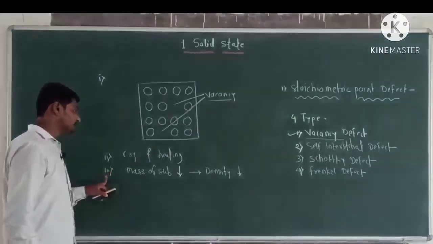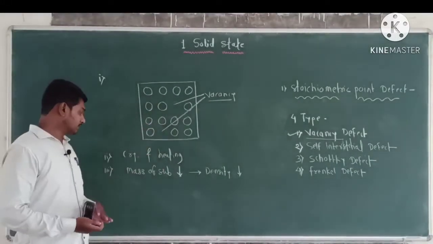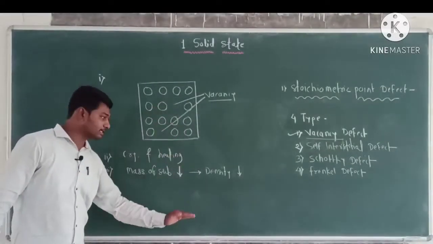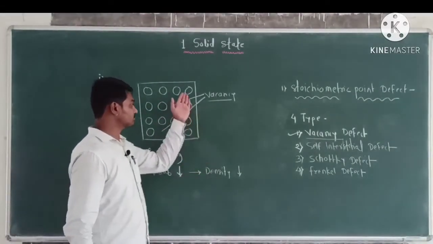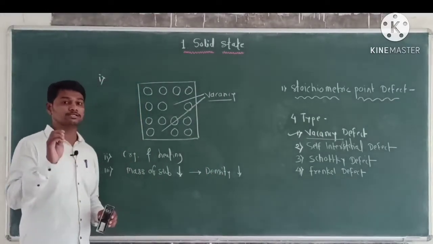And third point, in this defect, the number of constituent particles decreases. Therefore, the mass of the substance decreases, and hence the density of the substance decreases, and volume remains unchanged or the same.